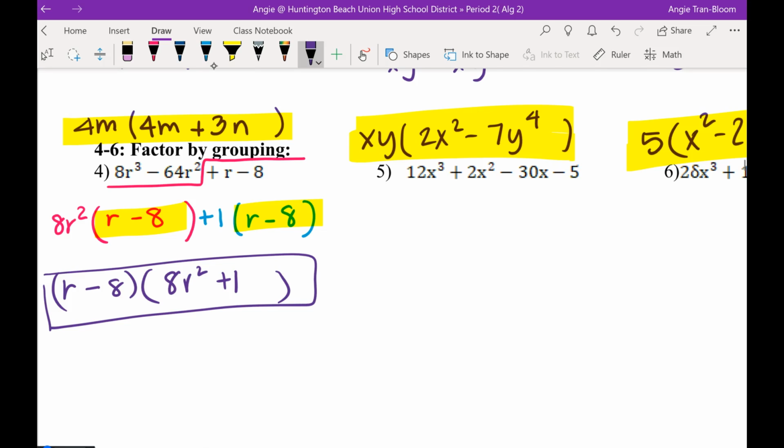Now let's move on to number 5. How do we want to group number 5? First 2 and last 2, or should we rearrange them? Try it first. Yep, always try the first 2 and last 2 unless you can't factor, then rearrange. So first 2 and last 2.